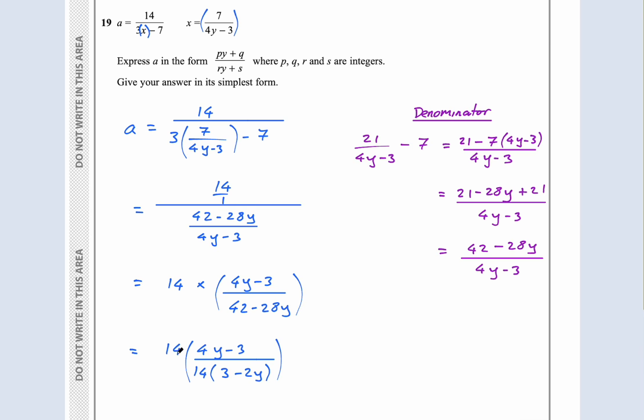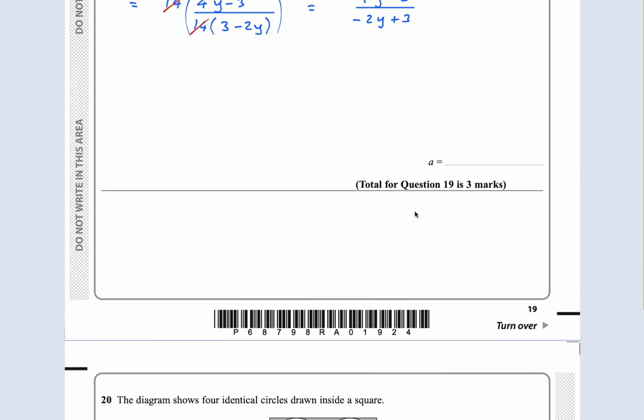And now look nicely, these 14s cancel. And I'm just left with this. So I'm left with 4y minus 3 over 3 minus 2y, but he wants it in this form, so I'm going to call it minus 2y plus 3. And that's it. So it's a bit like P is 4, Q is minus 3, R is minus 2, and S is positive 3. Okay, that, guys, was obviously very difficult, but that is A.